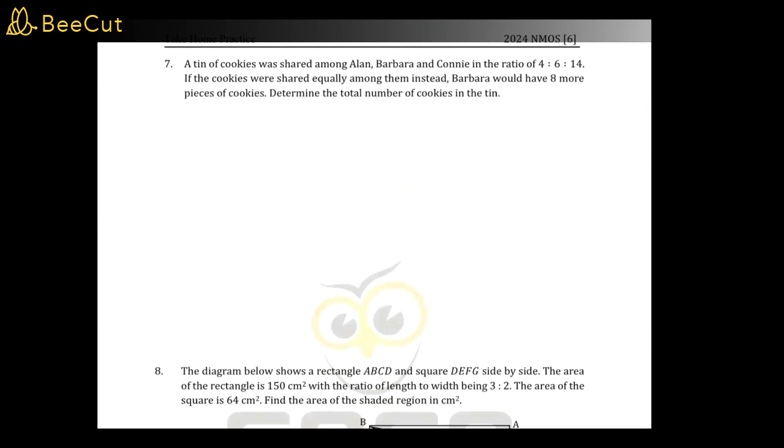Now, question 7. So let's follow the ratio given. A to B to C is 4 to 6 to 14. So let's find the total. 4 plus 6 plus 14, total is 24 units. And they share equally among them. 24 divided by 3 equals 8. So each person gets 8 units.